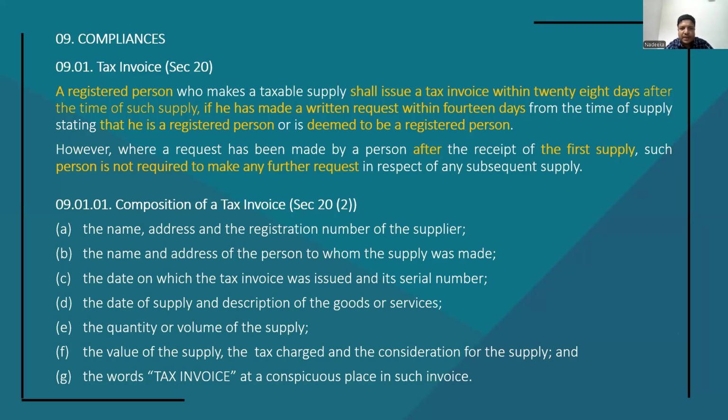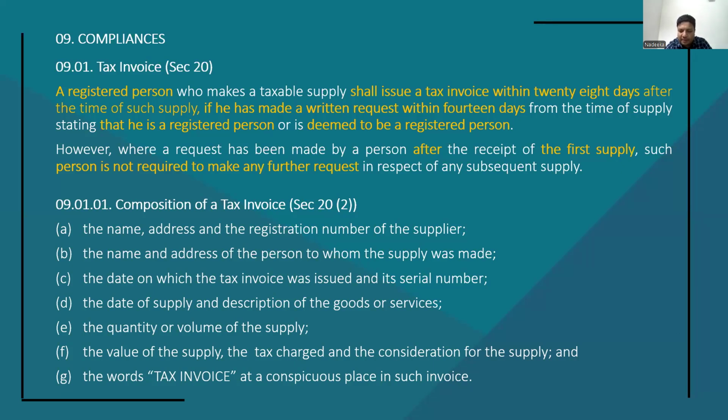A registered person who makes a taxable supply shall issue a tax invoice within 28 days after the time of such supply, if he has made a written request within 14 days from the time of supply stating that he is a registered person or deemed to be a registered person. Now, if a client comes for the first time to buy something, he has to inform you that he is a registered person and he needs a tax invoice. So he has 14 days from the time of supply to make that request, and you have another 14 days period to give a tax invoice to that person.